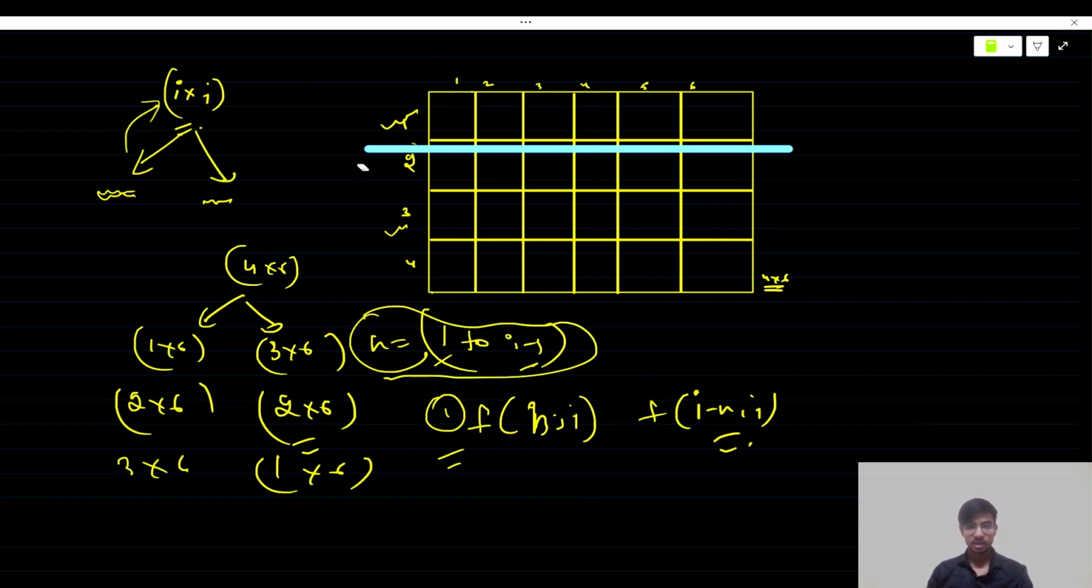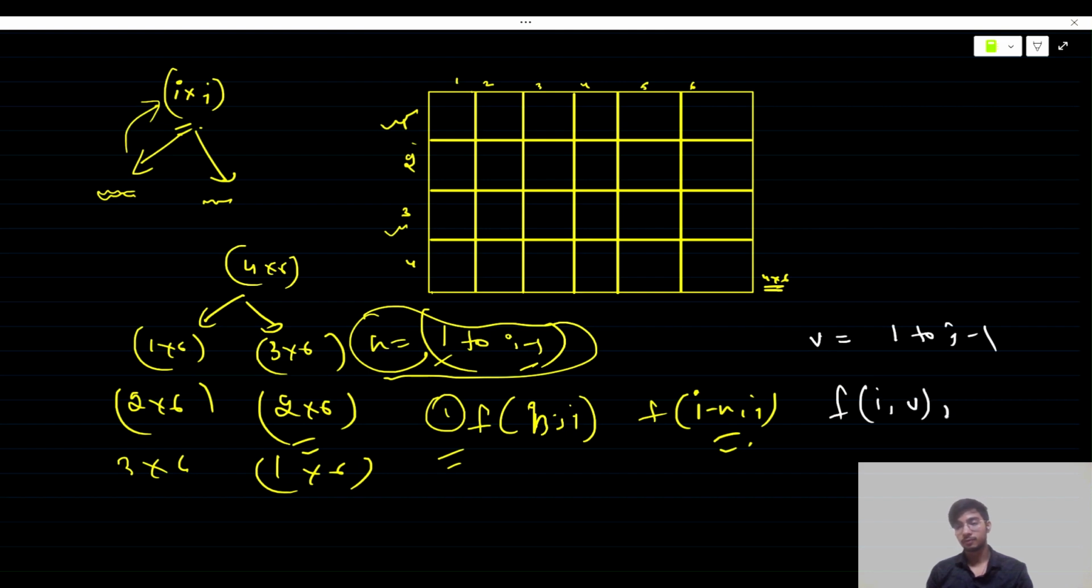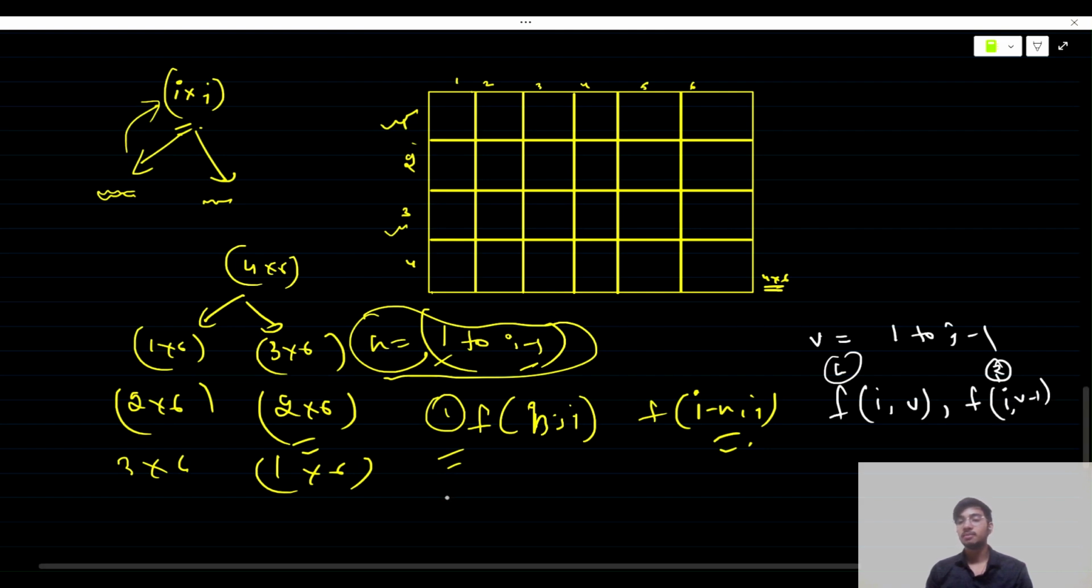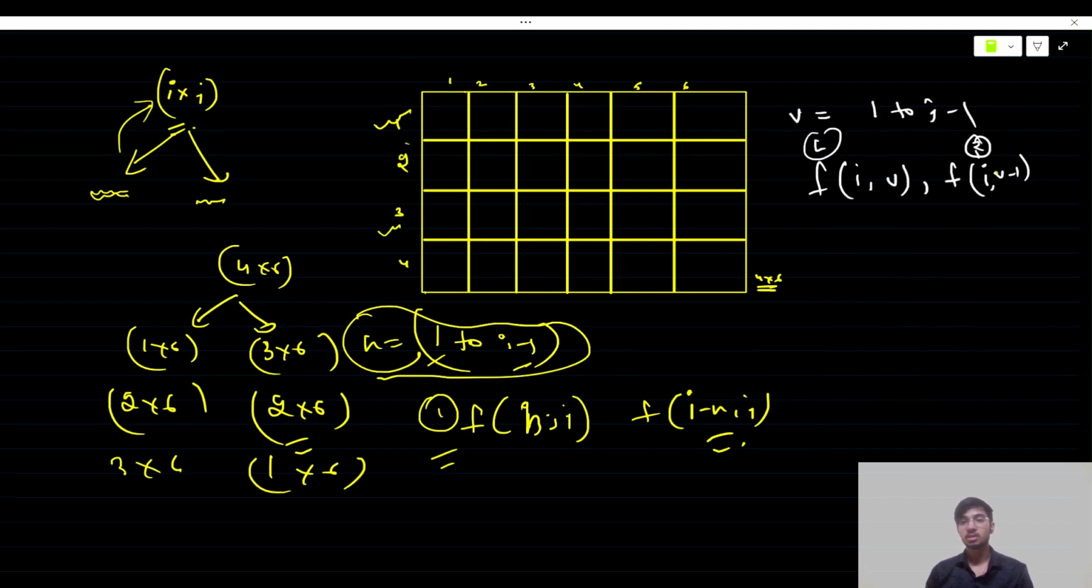Now similarly for the vertical cut, you get 4 cross 1 and 4 cross 5. Similarly, if you cut right here, you get 4 cross 2 and 4 cross 4. So the vertical cut could be from 1 to j minus 1, and the rectangles you get are I comma v for the left rectangle, and for the right one the dimensions would be I comma j minus v.